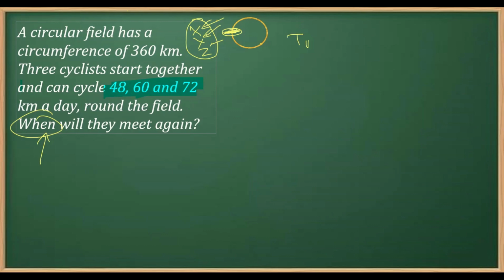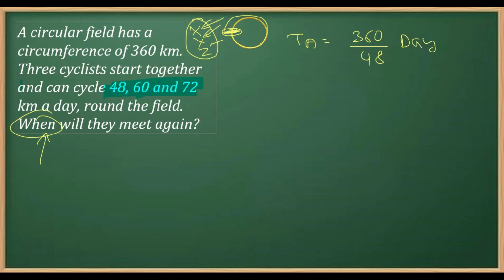I take TA to stand for the time of the first cyclist. Time is equal to what? Distance over speed. And the distance is what? Distance is 360, that is the circumference of the circle, divided by the speed, 48. Now this much day it will take.